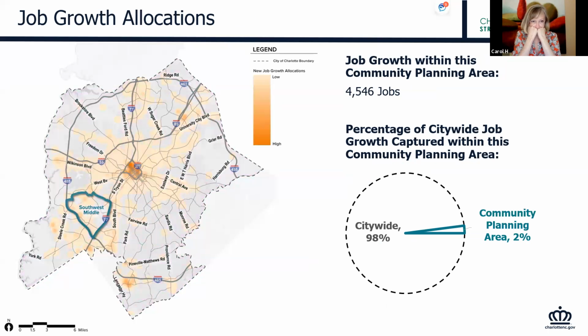So in terms of new jobs, the place type recommendations within this geography will attract around 4,500 new jobs. This number of jobs is approximately 2% of all new jobs projected for the city by 2040. Again, this is based on projections of the future growth and allocating that growth throughout the city.